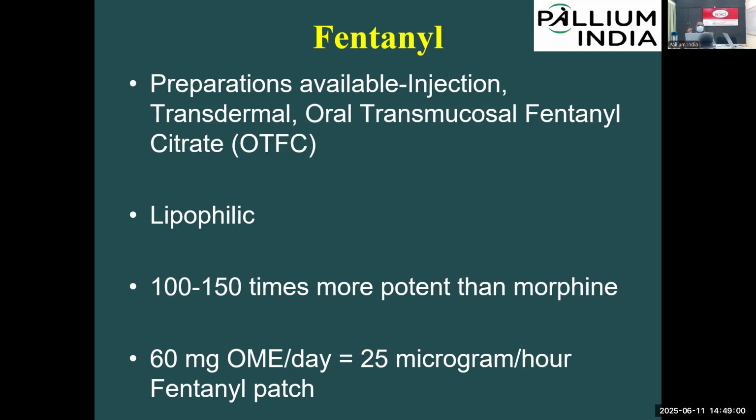And if you want to convert a patient from oral morphine to a fentanyl patch, this is the formula that you have to remember. 60 milligram of oral morphine equivalent per day is equal to a 25 microgram per hour fentanyl patch. So that means fentanyl is 100 times more potent than morphine. That's how this 60 milligram becomes equal to a 25 microgram per hour patch. And 120 milligram oral morphine would be equal to what strength? 50 microgram. Yeah, it would be a 50 microgram per hour fentanyl patch.